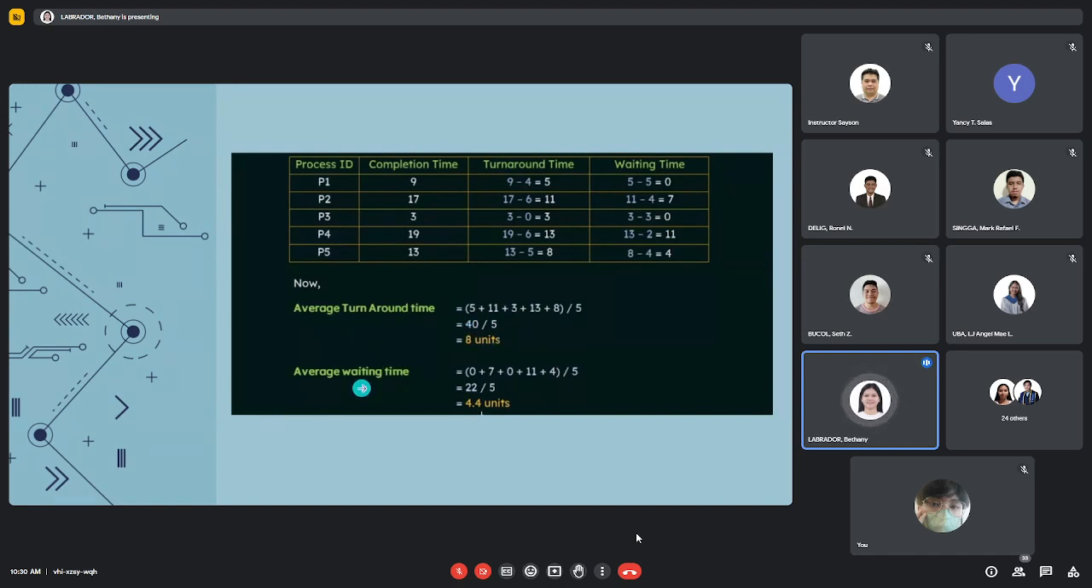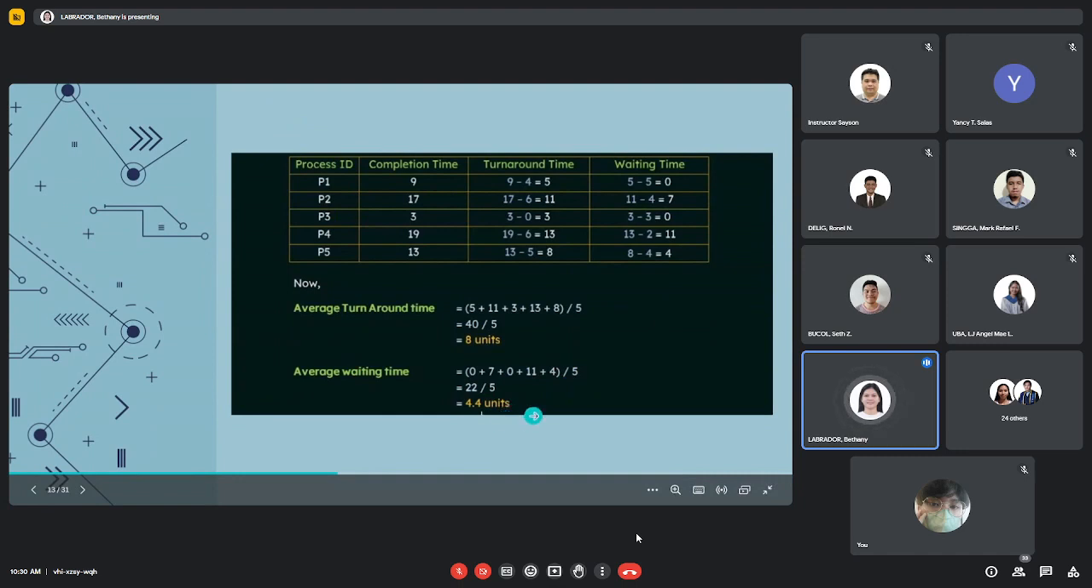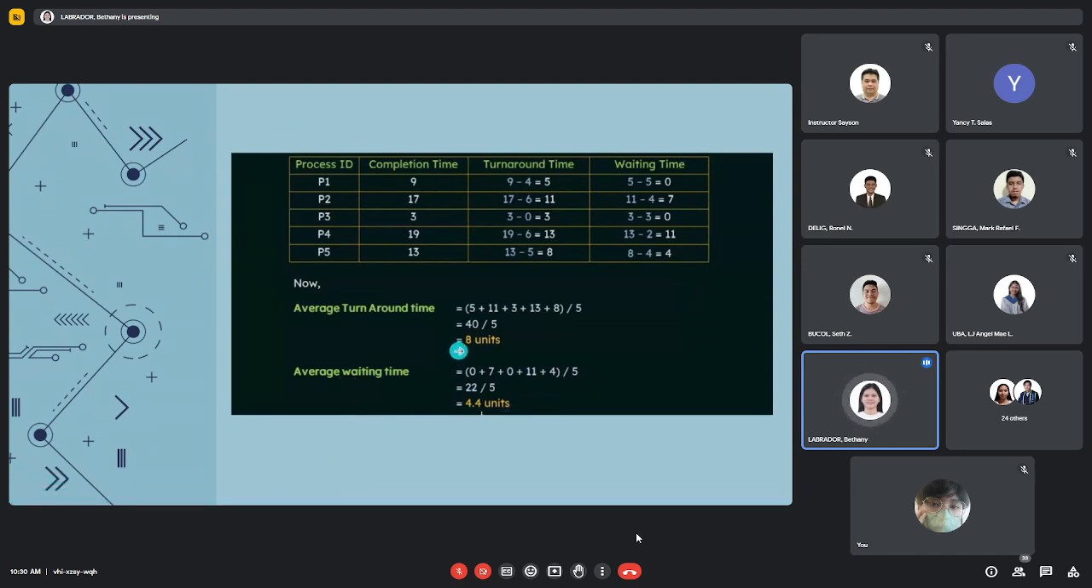Then next is the waiting time. It is the same: just add the values of your waiting time. 0 plus 7 plus 0 plus 11 plus 4 gives 22, then divide by 5 because you have 5 processes, so equals 4.4 units. That's how you get the average waiting time. That's how we solve this problem for the first come first serve scheduling algorithm. That's all. Thank you.